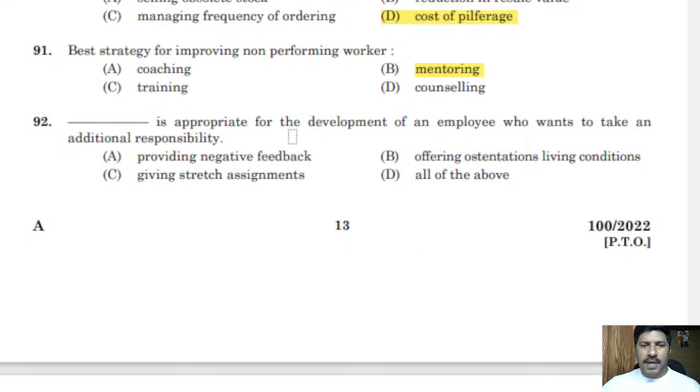Dash is appropriate for the development of an employee who wants to take an additional responsibility. Correct answer is option C, that is giving such assignments.